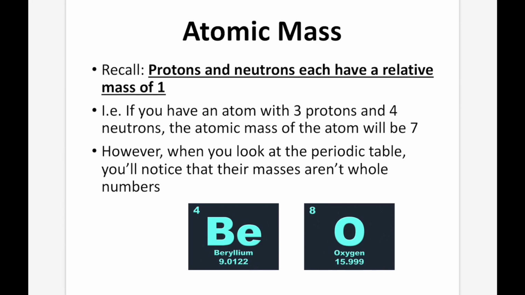So if you recall, protons and neutrons each have a relative mass of 1. So for instance, if you have an atom with 3 protons and 4 neutrons, the average atomic mass will be 7. However, when you look at the periodic table, you'll notice that the masses aren't whole numbers. So beryllium, 9.0122, oxygen, 15.999. How could that be?